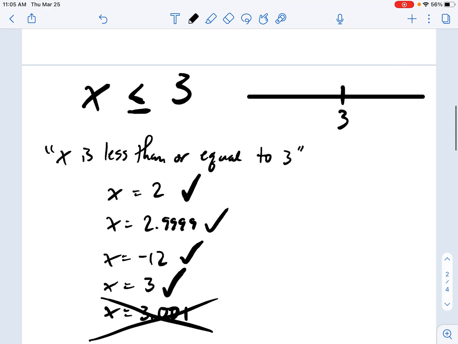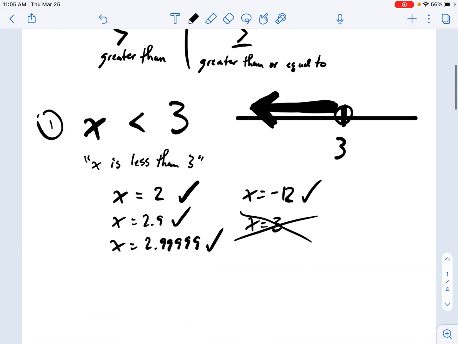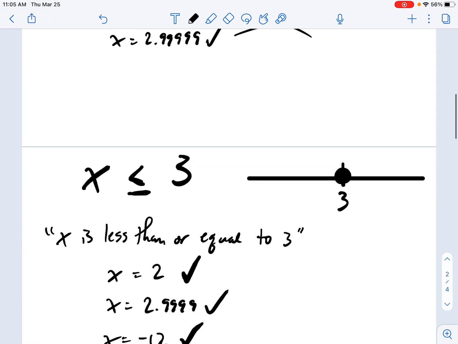When we have less than or equal to, we have a filled in dot, not an open dot like up here, a closed dot. It's shaded in, a big closed dot, and then you have your arrow going to the left, okay? That is how you graph x is less than or equal to 3. So if it's less than or equal to, you have a closed dot.